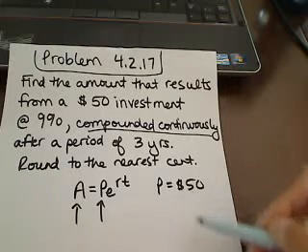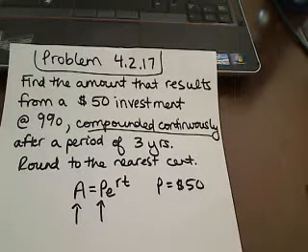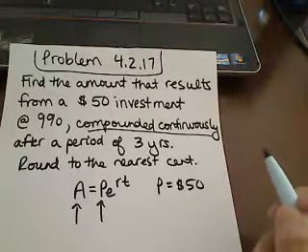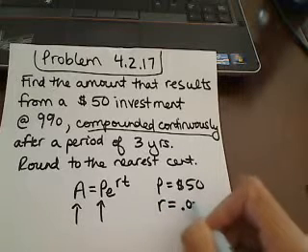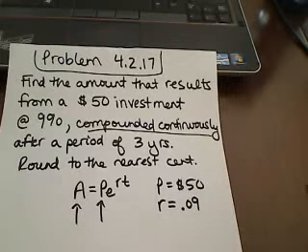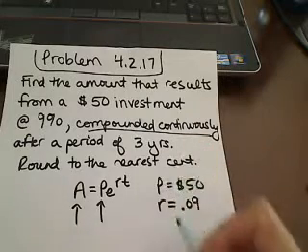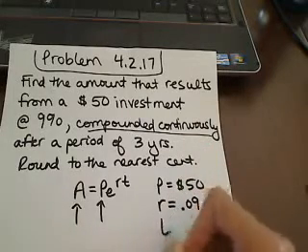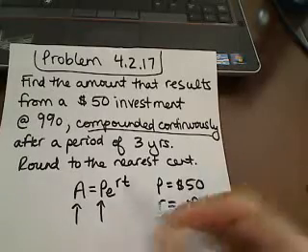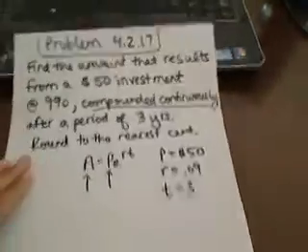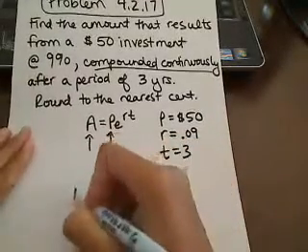I'm just going to make a list over here of what we're given. So the starting amount is $50, and then we have an interest rate of 9%. So that is an r of 0.09. And then our t here, because we're continuously compounding for 3 years, then t is 3. Okay, so we have all of our pieces, and we're going to plug that in and solve for A.